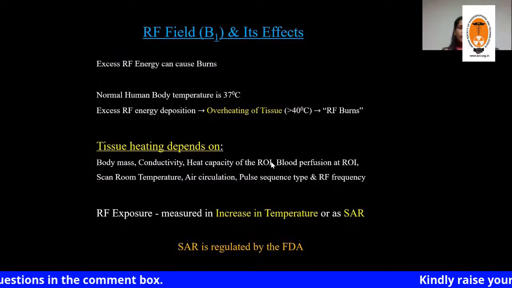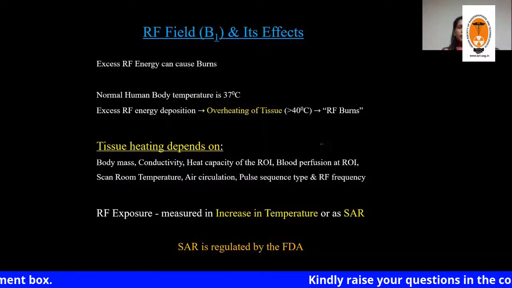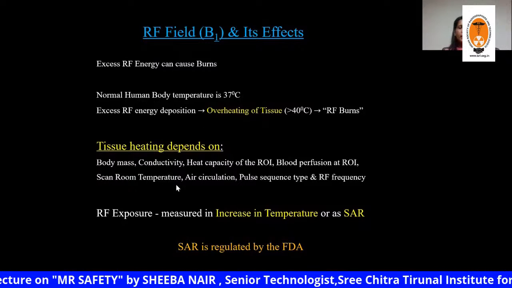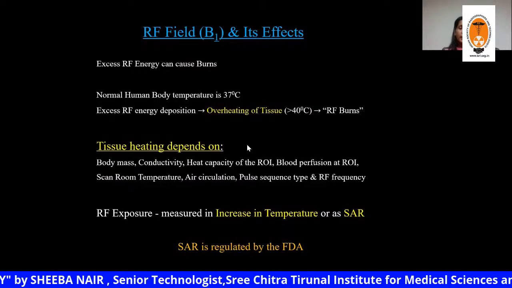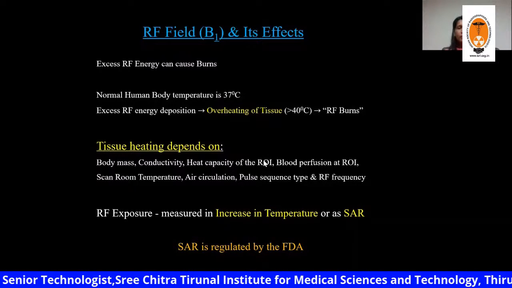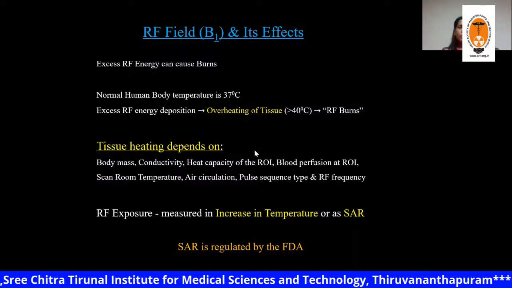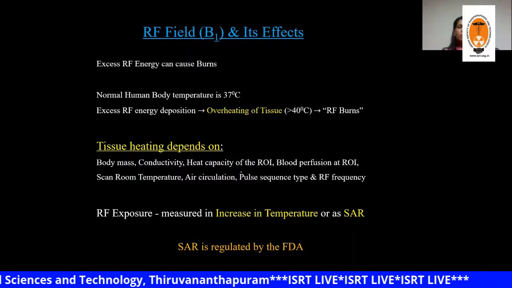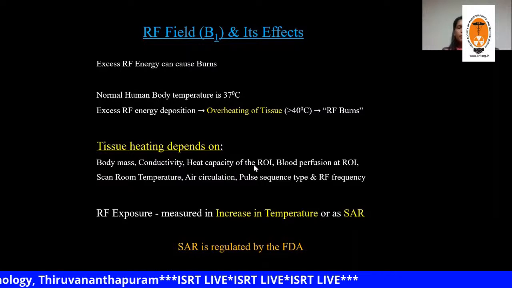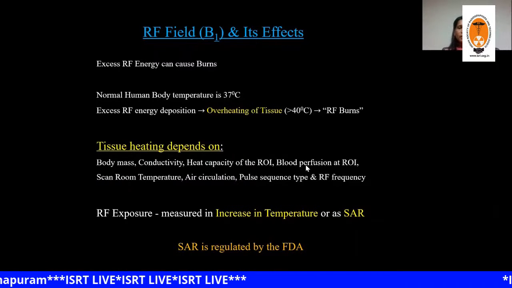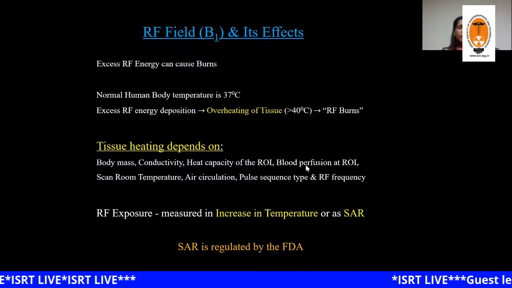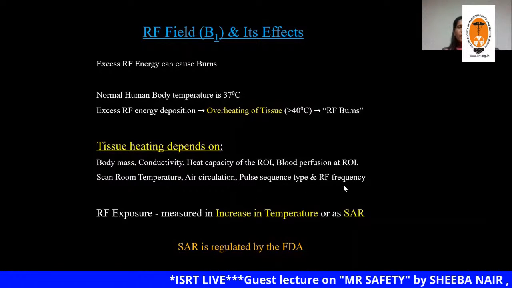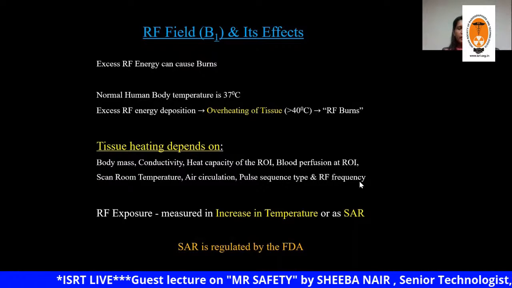So coming to the RF safety, I told that there is a radio frequency pulse. Once we give it to the patient, there will be energy deposited in the patient's body, and there will be increased deposition of heat in the patient's body. And the heat deposition depends upon the body mass, conductivity, heat capacity of the region of interest, how much is the blood perfusion of that area, and also it depends upon the room temperature, air circulation, and the type of pulse sequence and the RF frequency that we are giving.